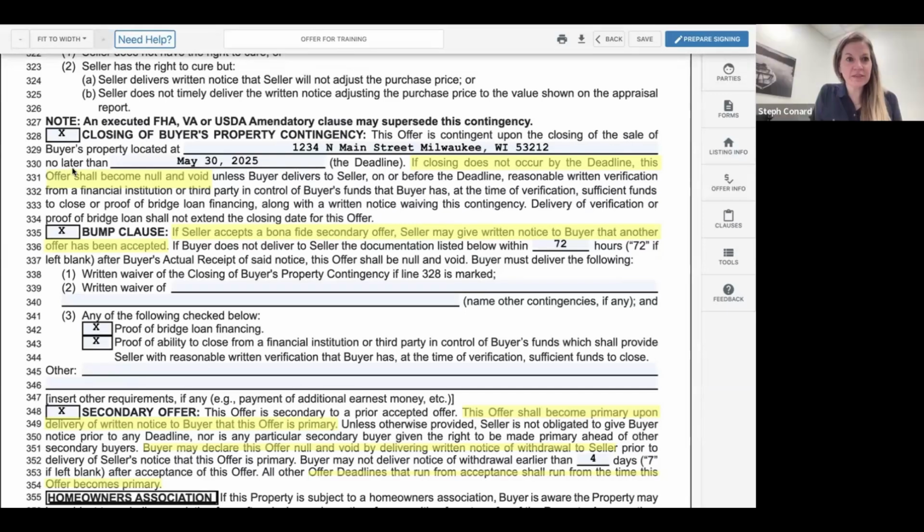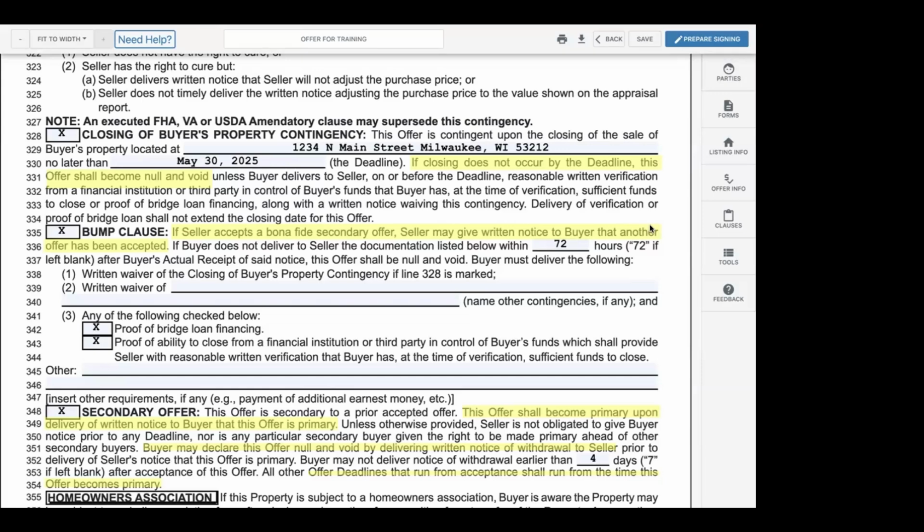Okay, so now I'm just going to open it up for questions. Are you guys still kind of all following? Yeah, I got a question. So is this bump clause only for if there's a buyer's property contingency?